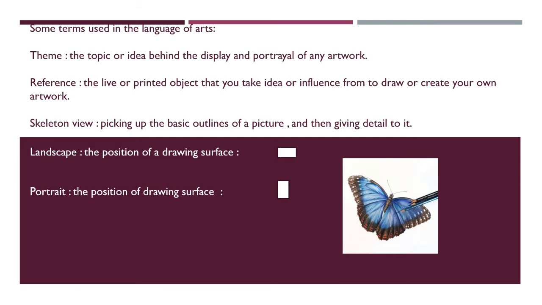Skeleton view, that is one term made by myself. There is no official term in arts as skeleton view. I call this because you should have that aesthetic of looking at a picture and just in your mind drawing out the skeleton, the outline of the basic shapes of that picture, so that it is easy for you to draw that first and then detail it. Landscape: most people already know that this is a position of your paper or the drawing surface, and when it is in this form, it is landscape. When your paper is in this position, it is called portrait.